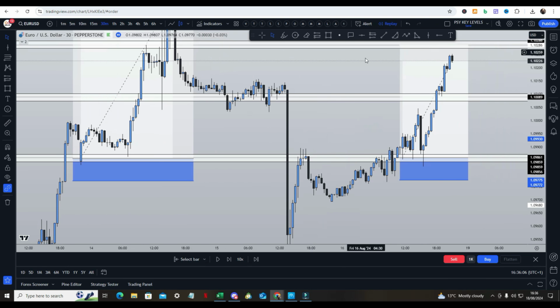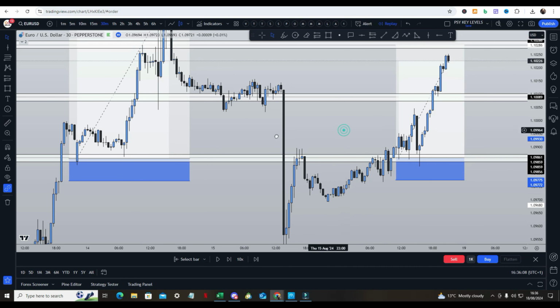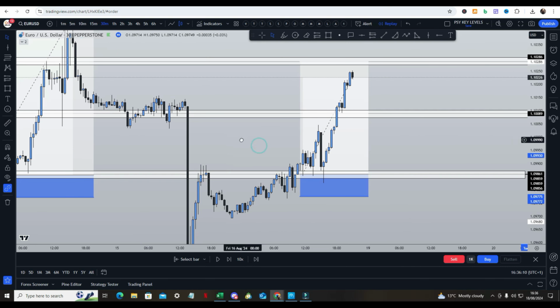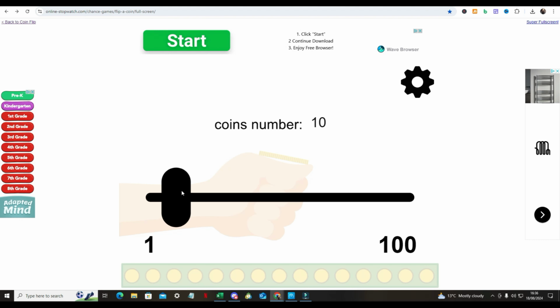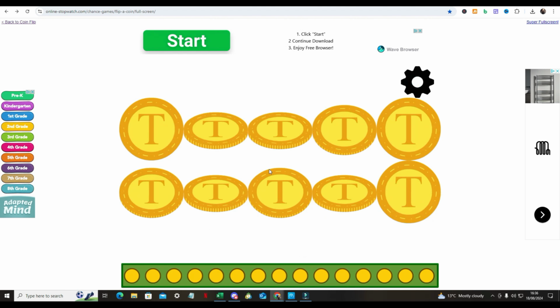Just focus on your next 10 trades. I won't go into it right now. Let me see if I can find it, just one moment. So imagine you got 10 trades, right? We're gonna flip the coin and let's go back. Heads is my winning trade.